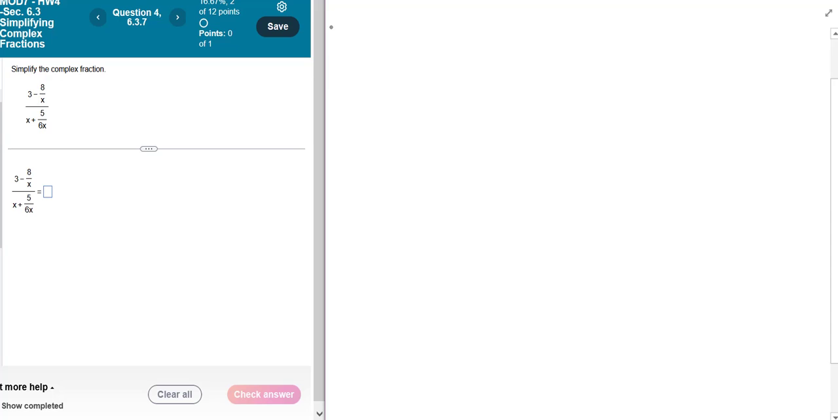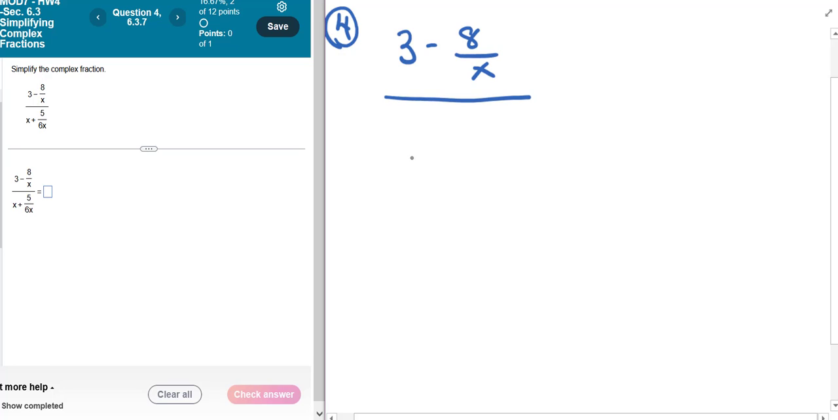So this one is problem 4. We have 3 minus 8 over x over x plus 5 over 6x. So we'll find the common denominator for everything here. These two are over 1, so we can ignore them. So we're looking at x and 6x. You have to cover every type of piece. So we're going to need a 6x.